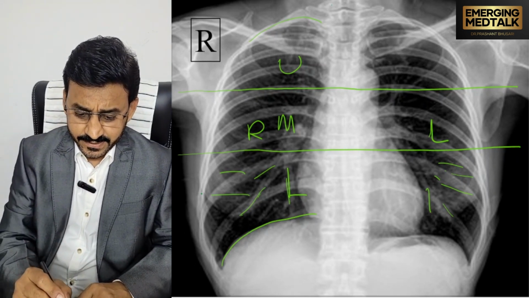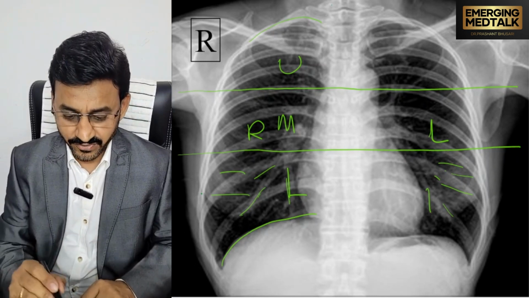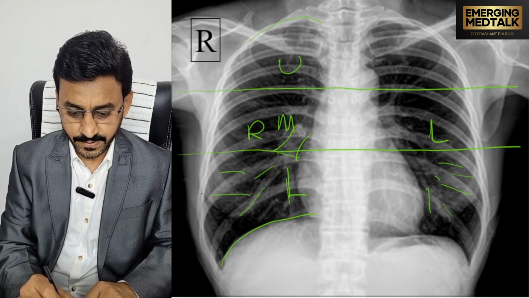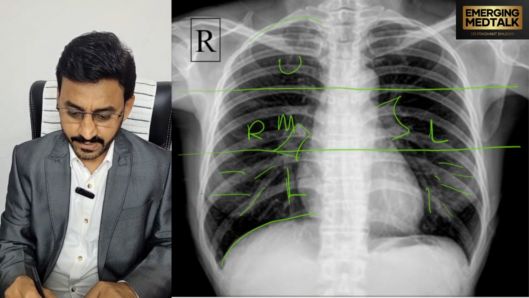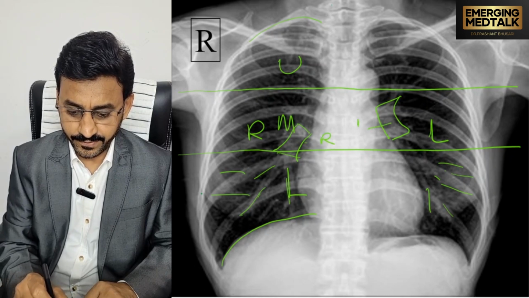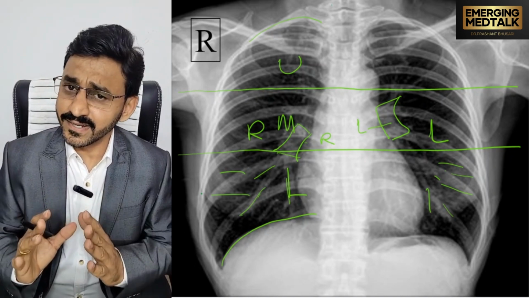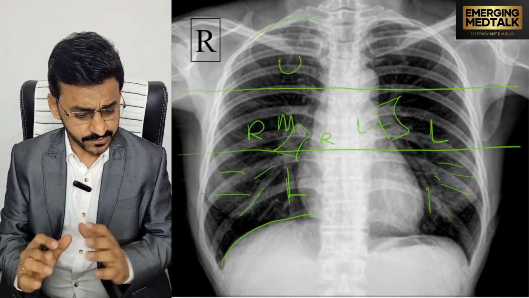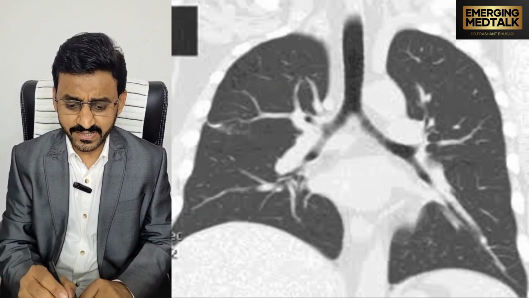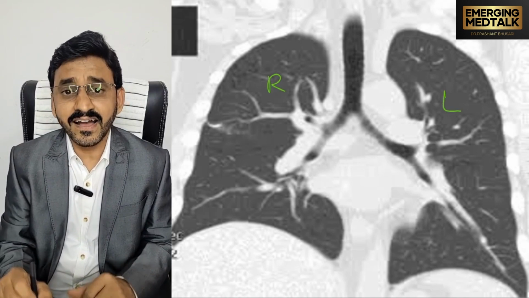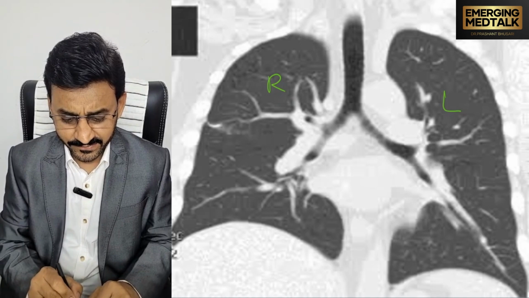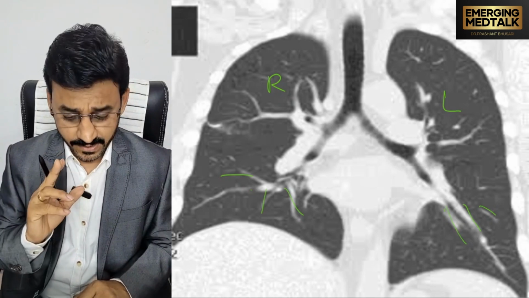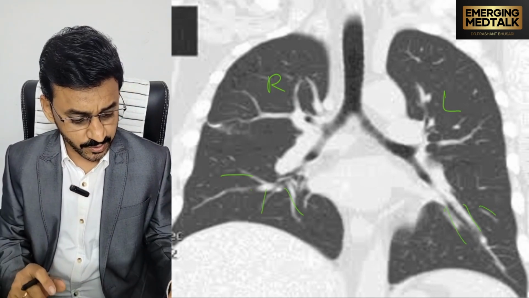Then we will also see the hilum, that is the right hilum and left hilum. This is the right hilum on this side, and here on the left is the left hilum. The left hilum is always at a higher level than the right hilum. Here we can correlate simultaneously. This is the right lung, the left lung, divided into three zones, and the bronchovascular markings are very clearly seen, particularly in the lower zone on the posterior anterior view.